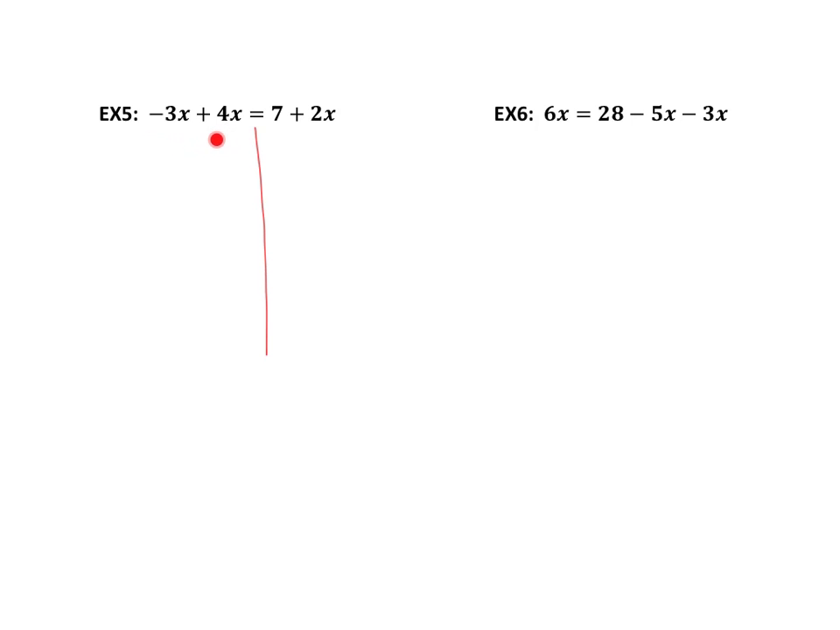If there are variable terms on the same side, we're going to combine like terms by just adding their coefficients. So for instance in example 5, these are our like terms, so I'm going to underline them. I don't include the 2x because it's not on the same side. So a negative 3 and a positive 4 gives us a positive 1x equals, and then we're going to bring down the 7 plus 2x. I can't do anything with 7 plus 2x because they're not like terms. The 7 doesn't have an x attached to it, so I couldn't do anything with the right side.